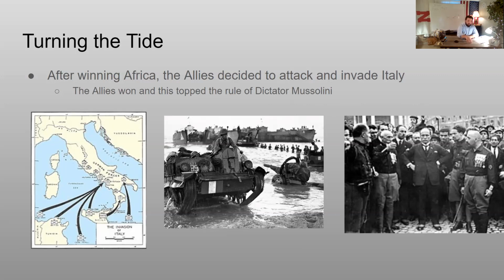So we have victories in Africa. We have victories in Southern Europe and Italy. And so things start to change. Hitler and the Nazis and the Axis powers start to lose their upper hand.